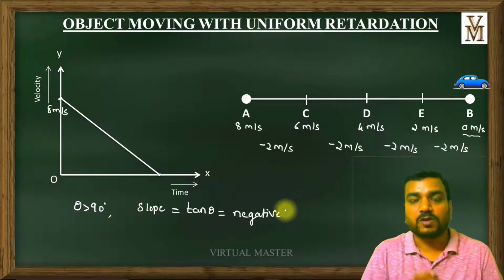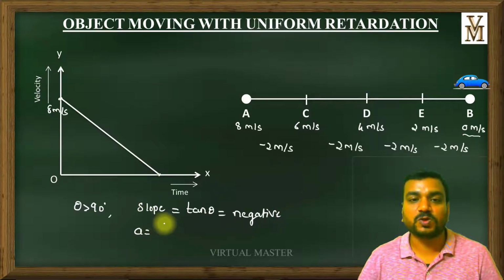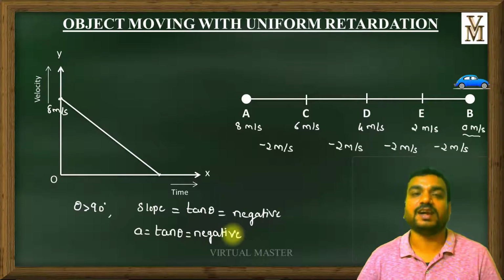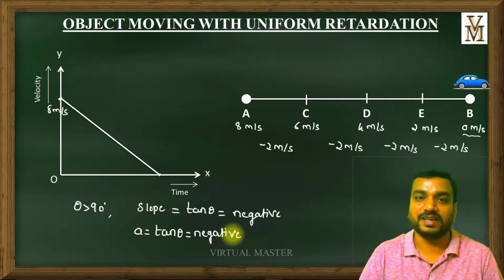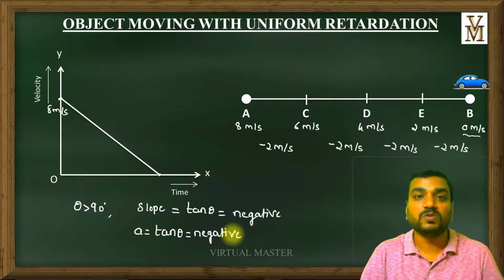We know the formula for the acceleration, that is acceleration is equal to the slope of the curve, which is nothing but tan theta. Since tan theta is a negative value, the acceleration of the object will be negative, or we can say that the object is having retardation or uniform retardation. I hope everyone has understood how to draw the velocity time graph of the object moving with uniform retardation.